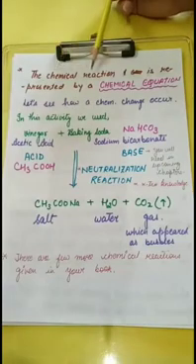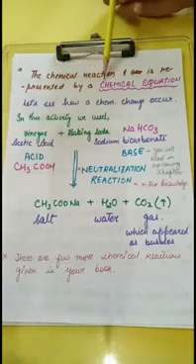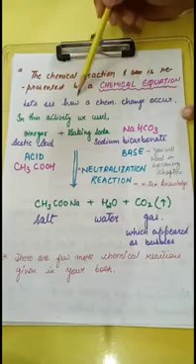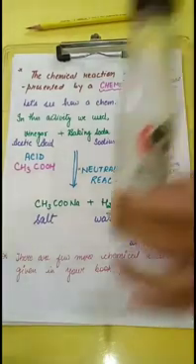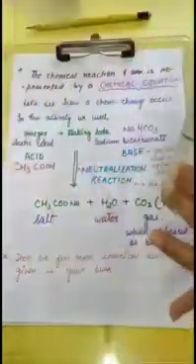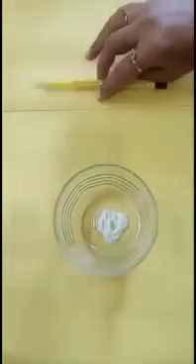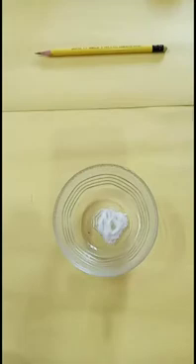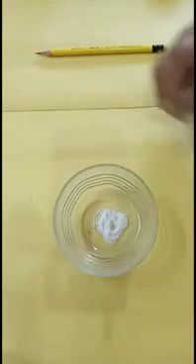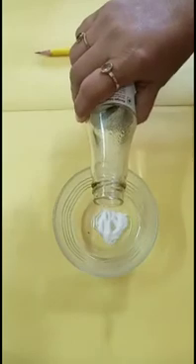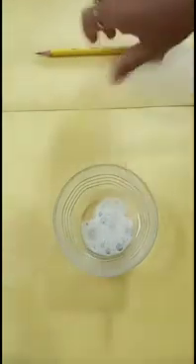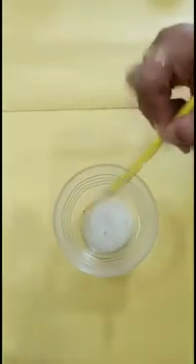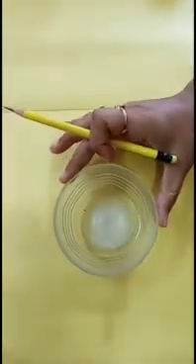The chemical reaction is represented by a chemical equation. Let us see how a chemical change occurs. In this activity, we will use vinegar and baking soda. See, I have taken some baking soda in this dish, and now I will add vinegar. Now you can see the foaming. These air bubbles are coming out and the reaction is completed.